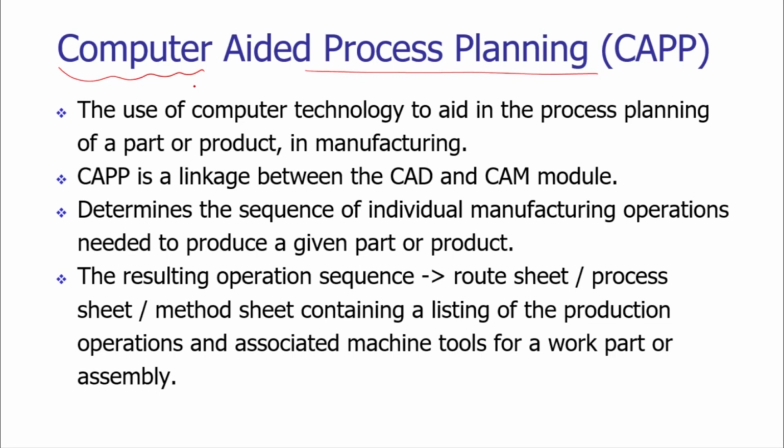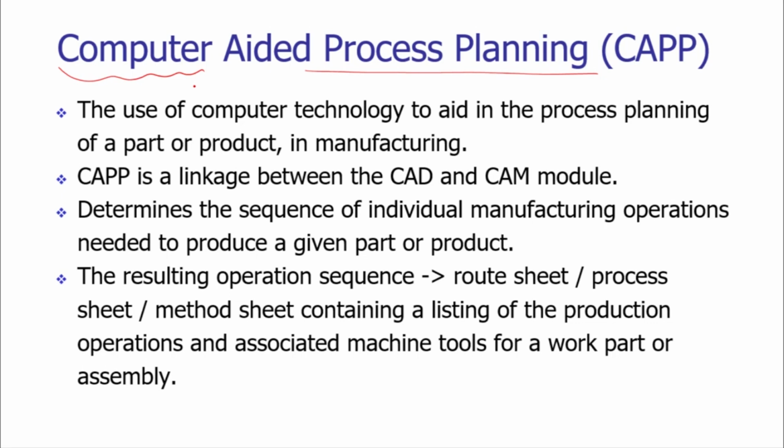So who will do this process planning? In the traditional way, a group of experienced engineers in the industry develop these process plans, applying their knowledge and their experience, and they come up with a process plan. That process plan would be further given to the production planning department, and they take that plan for the execution.